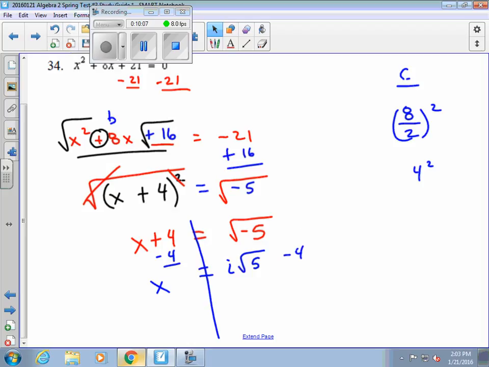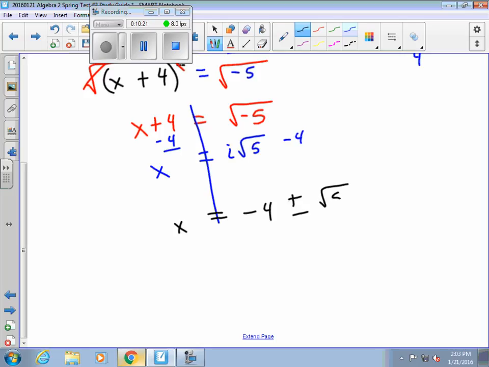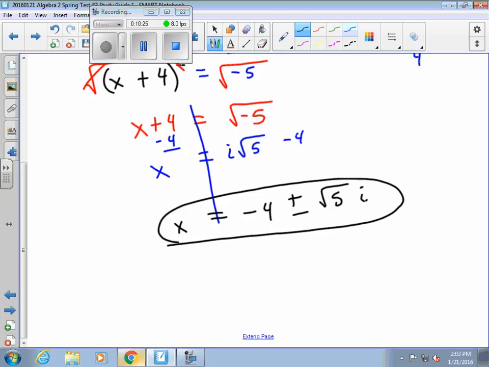Subtract 4. Okay. Again, if you wanted to say a plus bi, since it is the square root of something, we'll make it simply say x is equal to -4, there's the a value, plus or minus the square root of 5 times i. There's no perfect factor in 5. And it's both plus and minus, since the root of it is 2, it is an even amount.